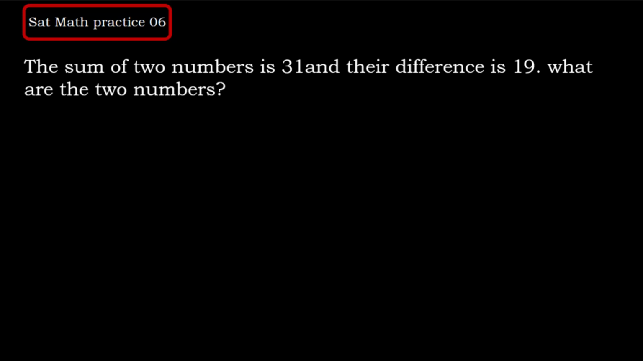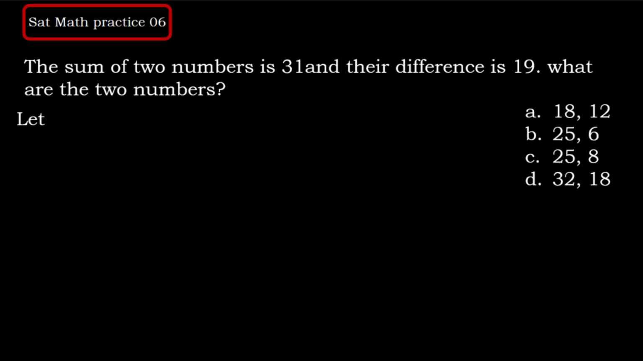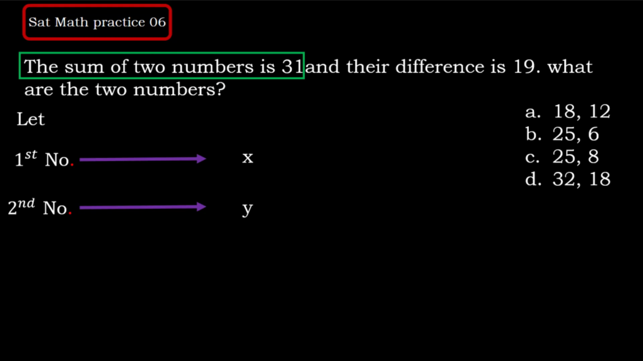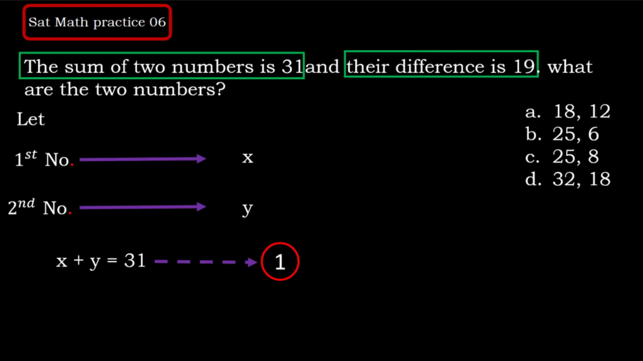The sum of two numbers is 31 and their difference is 19. What are the two numbers? Now we can form two equations. Let the first number be x and the second number be y. The sum of the two numbers is 31. Sum means plus, so we can write the equation x plus y equals 31. And the difference is 19, so we can write x minus y equals 19, the second equation. Now x is greater than y.